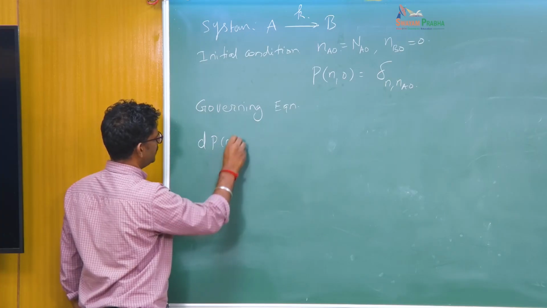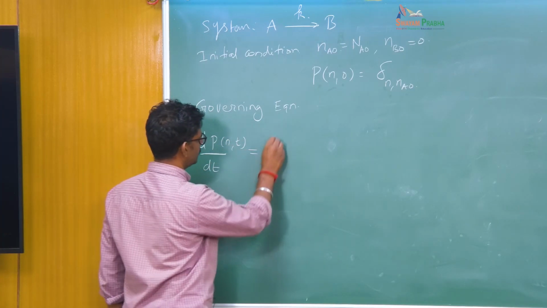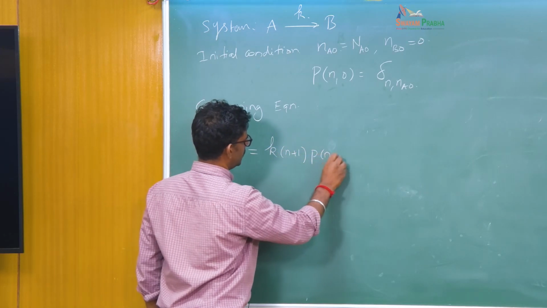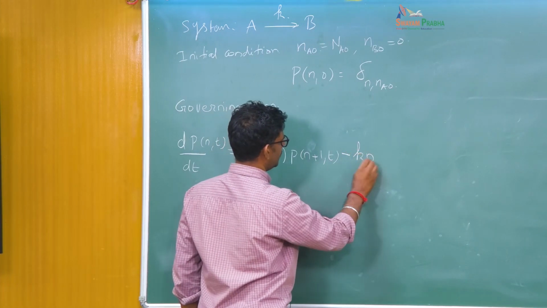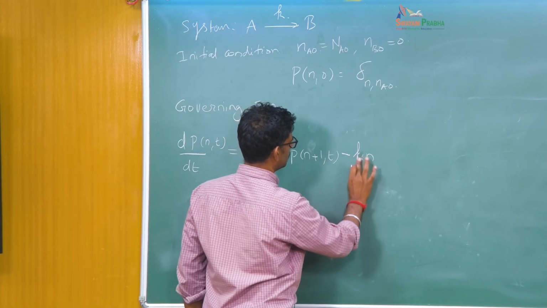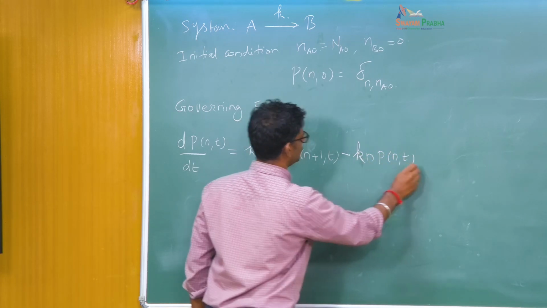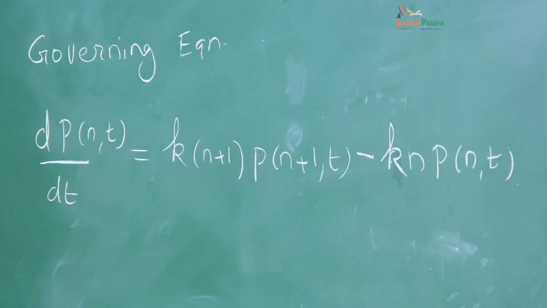dP(n, t)/dt is equal to k(n+1) P(n+1, t) minus k n P(n, t). This is our master equation for this reaction.